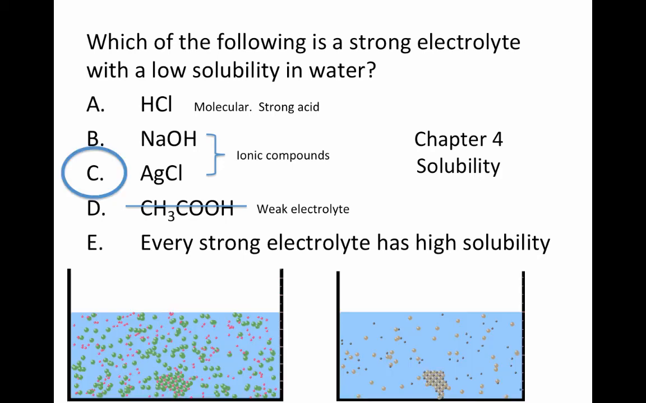We saw a particle level description of this. Something like NaCl would be shown there on the left. We have a strong electrolyte, meaning we have cations and anions, not molecules present. And a lot of the sodium chloride can dissolve to give us those cations and anions. On the right, that's an example of something like silver chloride. We once again would call it a strong electrolyte because we do not have molecules present. However, far less of it dissolves.